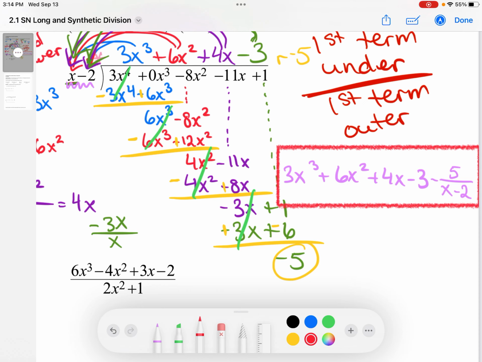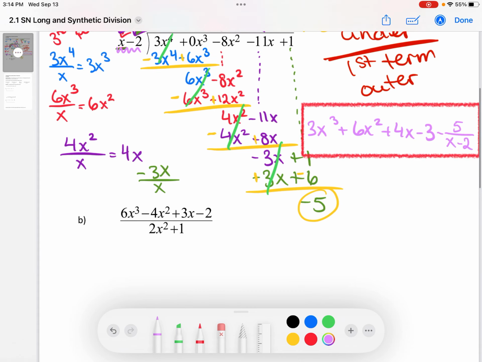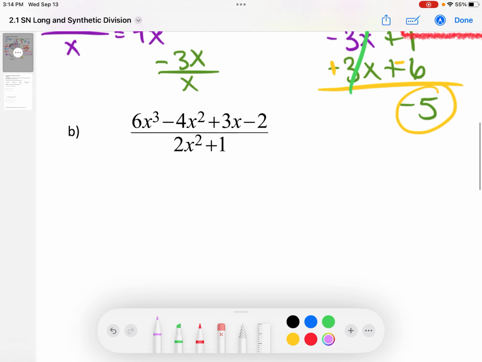Okay, that was a lot of steps, and I know. There's a lot of little places to make mistakes here. The best advice I can give you is be careful. All right, let's check out another one. Check out B.